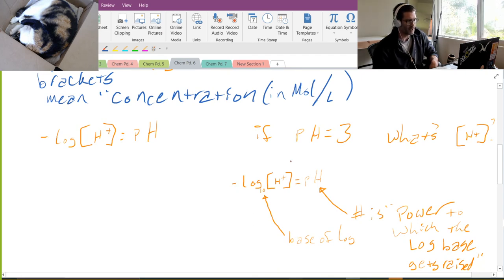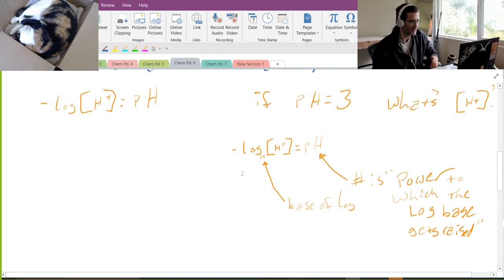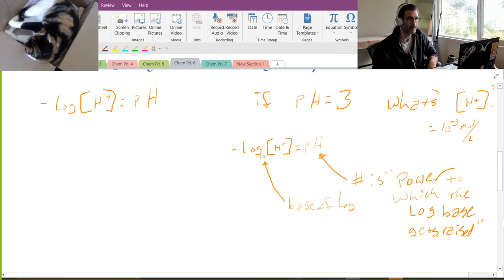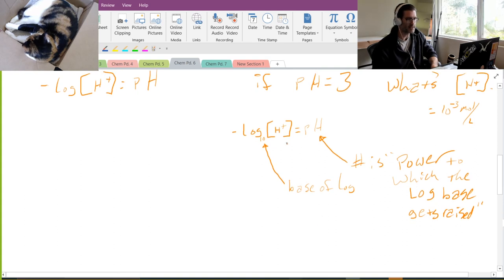And if it's a negative log, it'll be the negative 3. So if pH is 3, the concentration of H plus equals 10 to the minus 3 moles per liter. The power to which the log base gets raised is, so here's the log base, so like the negative log of 10 to the minus 8 equals 8.